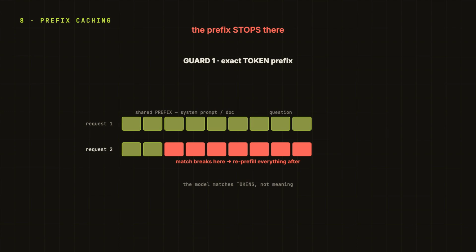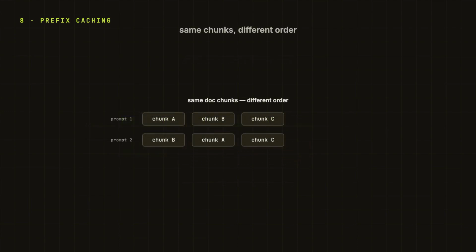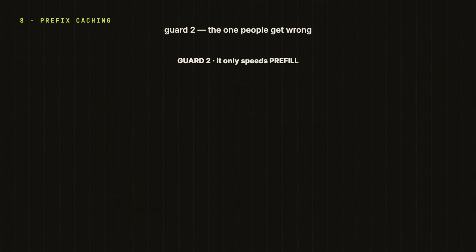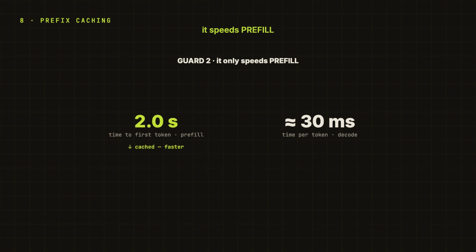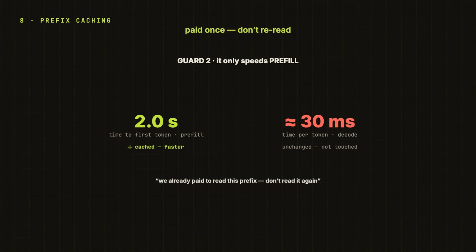And everything after it has to be prefilled again. Two prompts can look almost identical to us and still share almost nothing. And second, this is the one people get wrong. Prefix caching helps prefill. It does not speed up generating new tokens. It does not touch decode at all. So if your slow part is the streaming, if your bottleneck is decode, prefix caching will not save you. It is not a magic make-inference-fast button. It is specifically: we already paid to read this prefix, so let us not read it again.